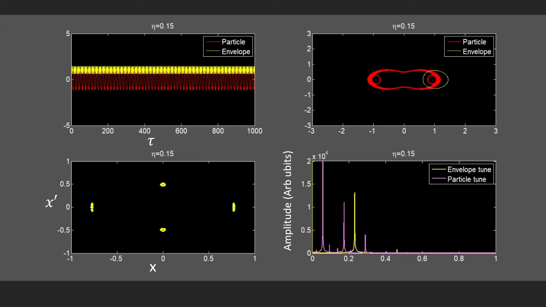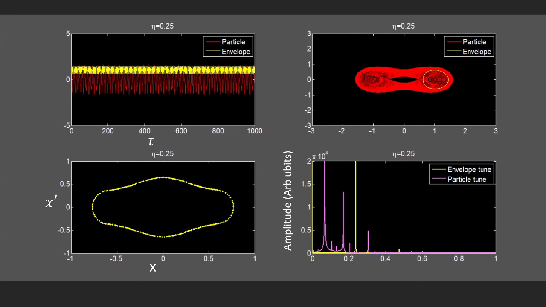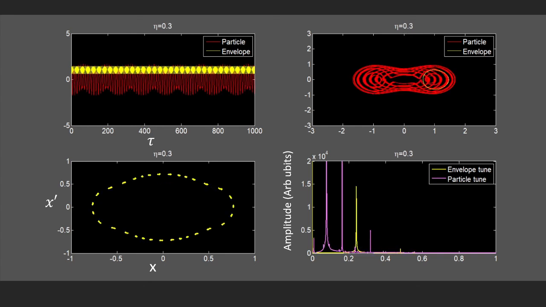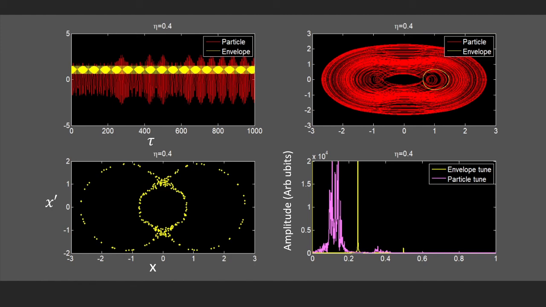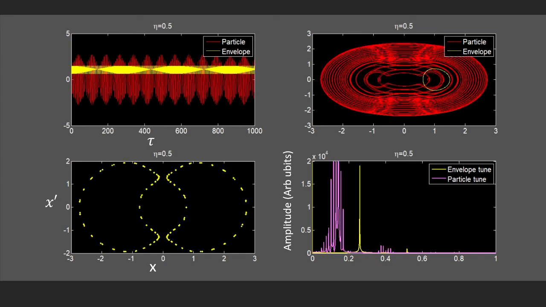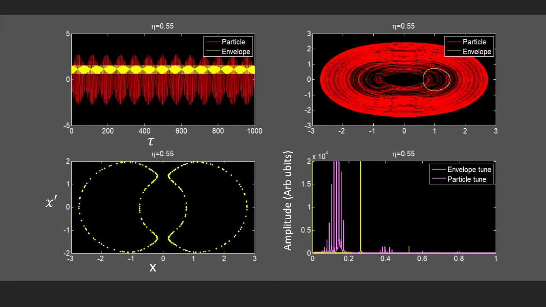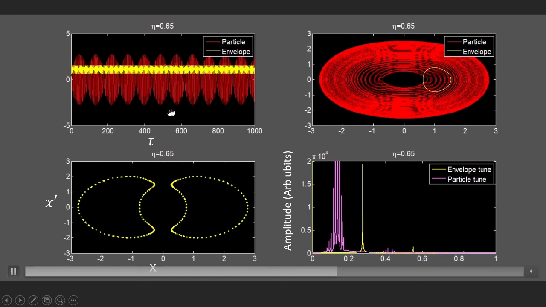A couple of things that I would like to point out. As you can see, with change in eta value, the peak for the mismatched envelope oscillation doesn't change, so the frequency remains the same for the envelope. On the other hand, the region occupied by the particles in the Poincare plot changes. Right now it mostly forms the core region and the halo region. And as eta changes, the density in different regions changes.